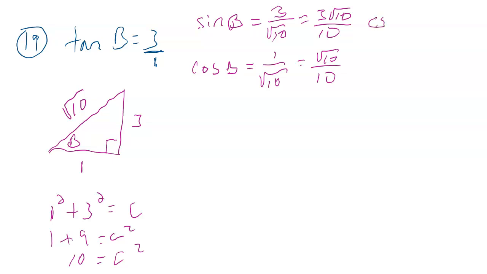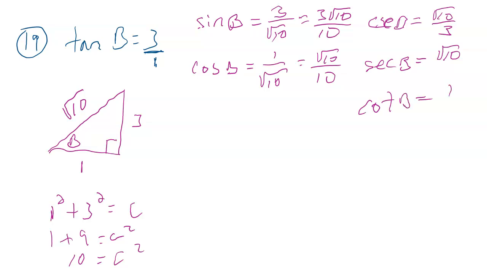Let's do cosecant. Cosecant is going to be the reciprocal. So we get root 10 over 3. Looks good. We get secant of B. That's going to be the reciprocal. So you get root 10 over 1, which is just root 10. And then finally cotangent of B. That's going to be the reciprocal of tangent, which is just 1/3. That's my answer. On to 21.